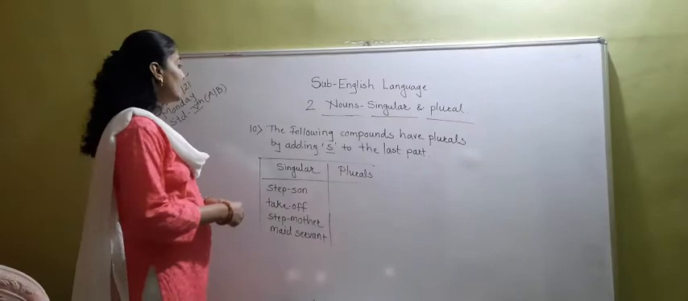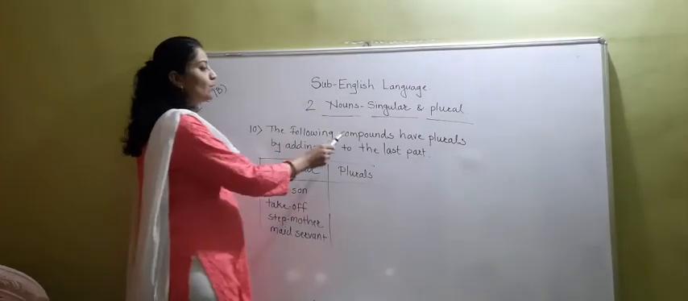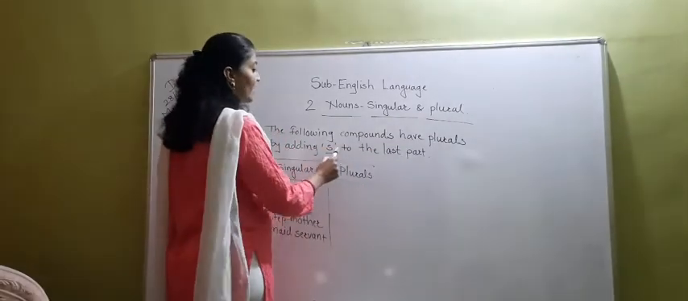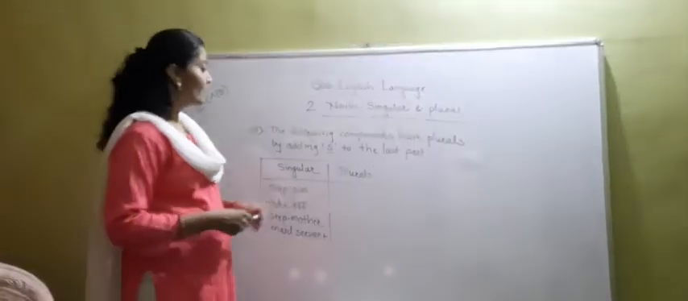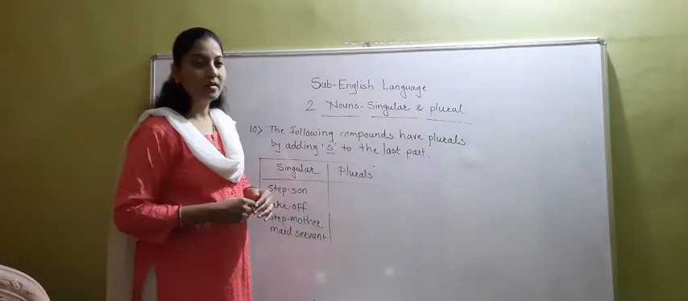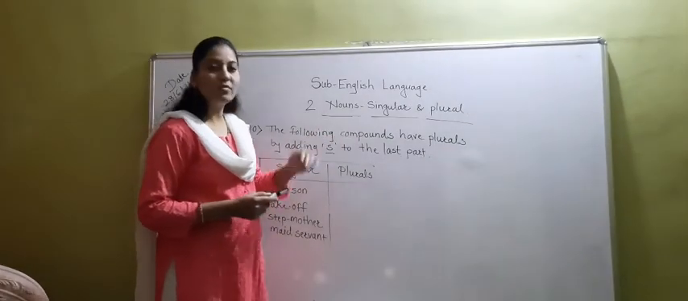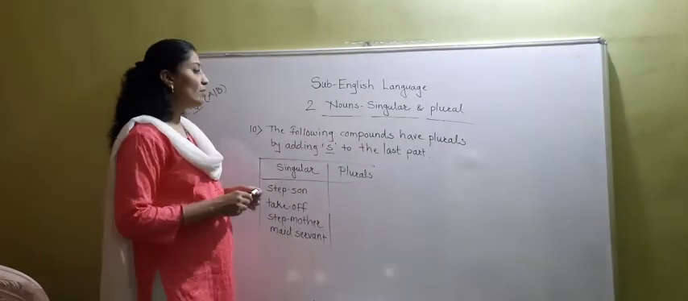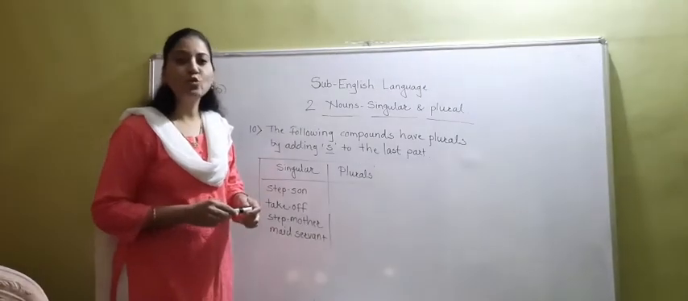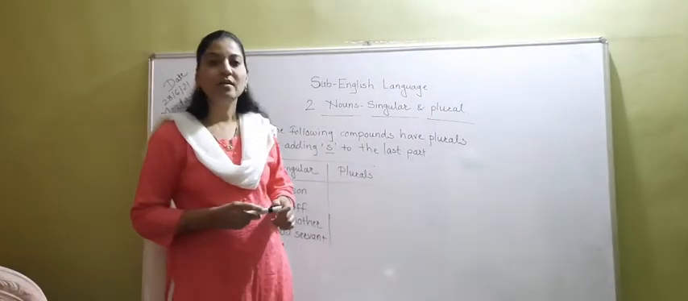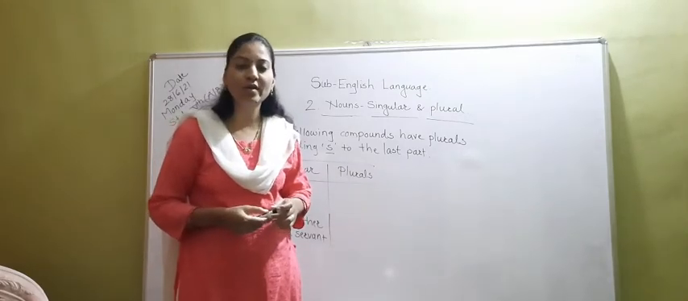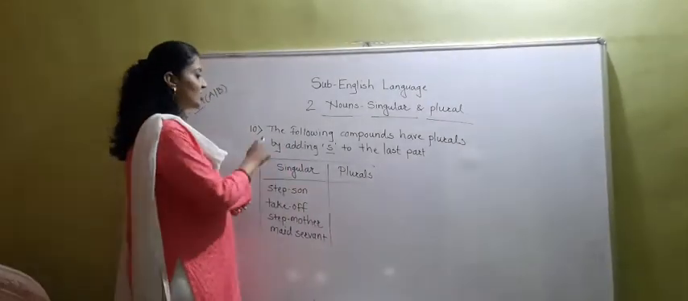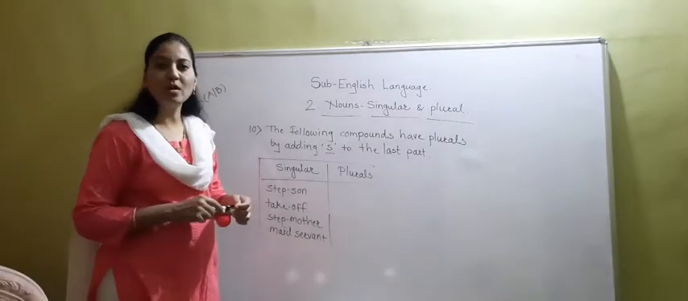Now students, see the 10th rule. The following compounds have plurals by adding s to the last part. Now students, let's see the meaning of compound first. The meaning of compound is that when two words are put together to create a new meaning, they are known as compound words. So in this 10th rule, we are talking about compound words.